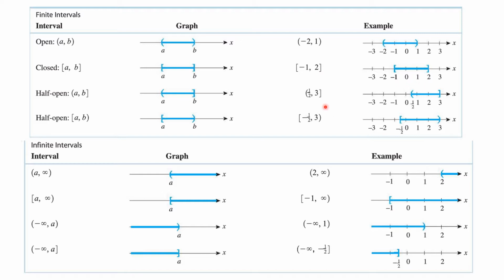Here, the 1/2 is not included, the 3 is included, and here the -1/2 is included and the 3 is not included. These intervals can also be infinite in length. Infinity is not a real number, so you always have a parentheses following that. And here we have the numbers that are strictly greater than 2. Here we have the numbers that are greater than or equal to -1. Here we have the numbers that are less than 1, going all the way to minus infinity.